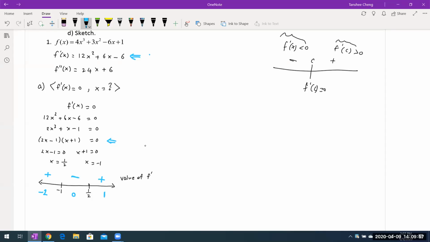So that basically tells me where my function is going to be increasing and where my function is going to be decreasing, right? Because according to the definitions of increasing and decreasing, when the first derivative function values are less than 0, then we call it a decreasing function, and then this is increasing.